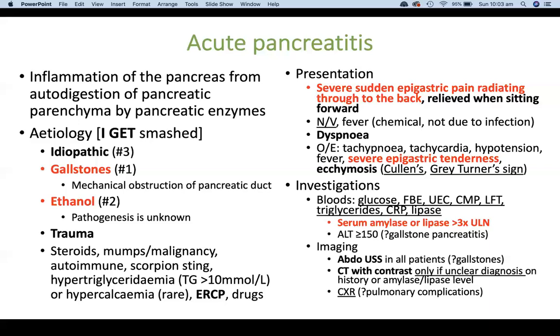And these are the tests you'll do. So I think in terms of OSCEs, a lot of the tests, because they don't really deduct marks, I would just say them all. So in any sort of epigastric pain, you can pretty much say the same investigations and you'll be fine.